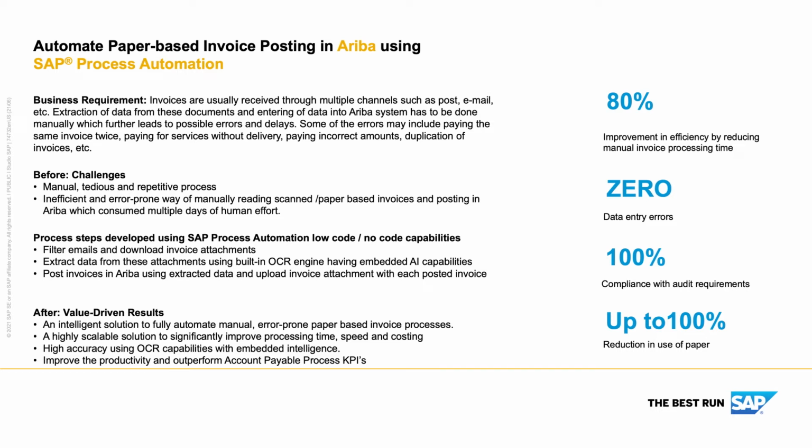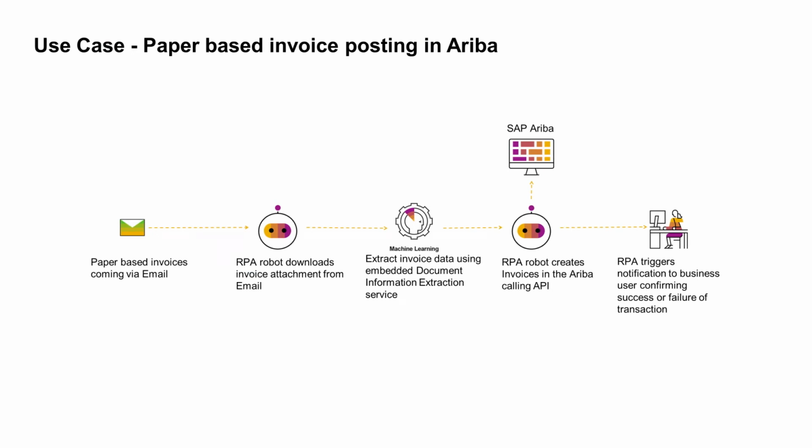What are the benefits in terms of numbers? An analysis shows an 80% improvement in efficiency by reducing manual processing time. The entire automated process is rule-based, so there are zero data entry errors. Further, the process is 100% compliant with audit requirements. Last but not least, since it works using scanned invoices, there is up to a 100% reduction in use of paper. Here is a diagram of the whole process flow.